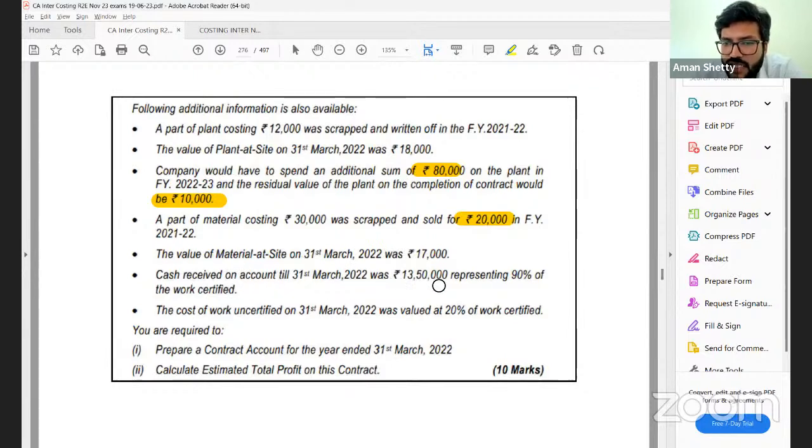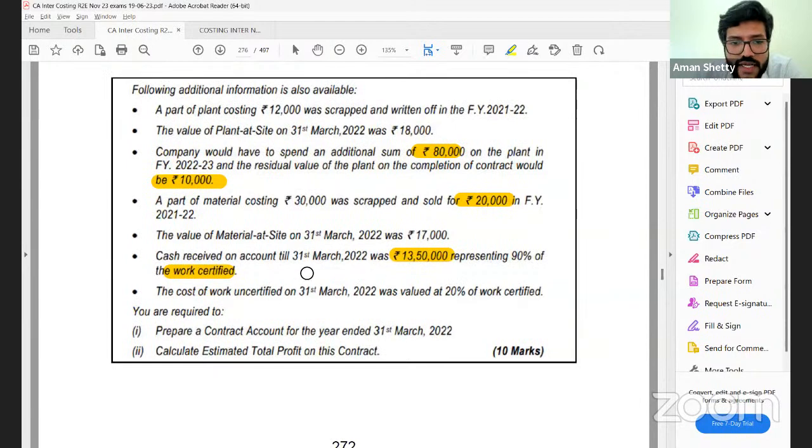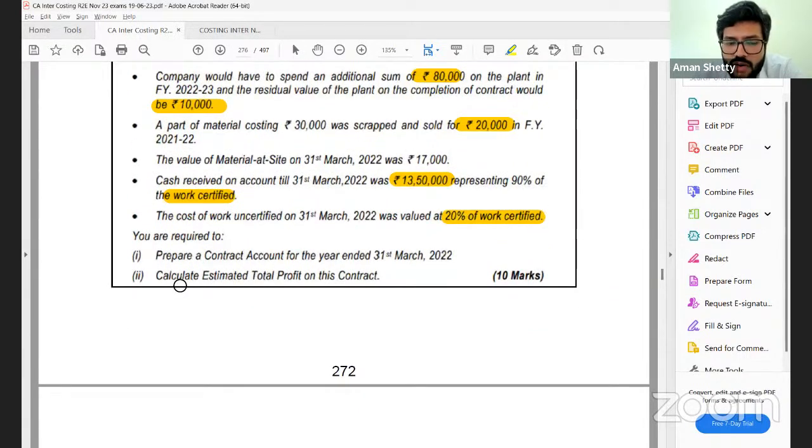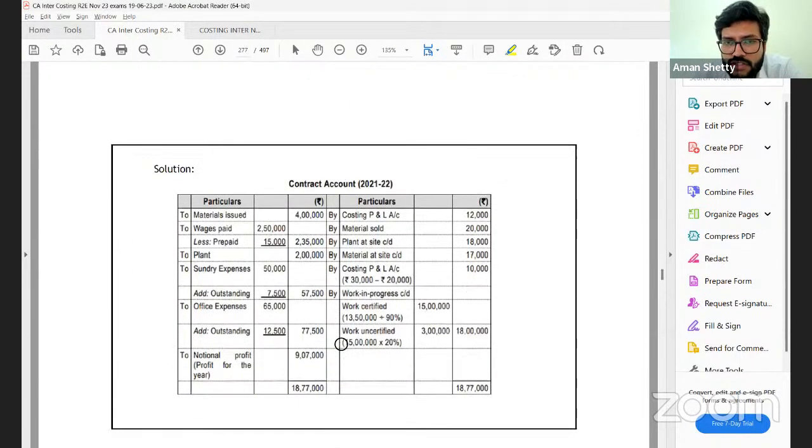Cash received 13,50,000 representing 90% of the work certified. And what is work certified? 13,50,000 divided by 90%. The cost of the work uncertified was valued at 20% of the work certified. So again, find out what is the cost of the work uncertified. Prepare the contract account and calculate the estimated total profit on this contract.